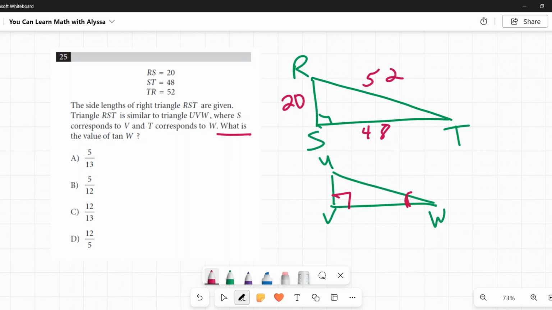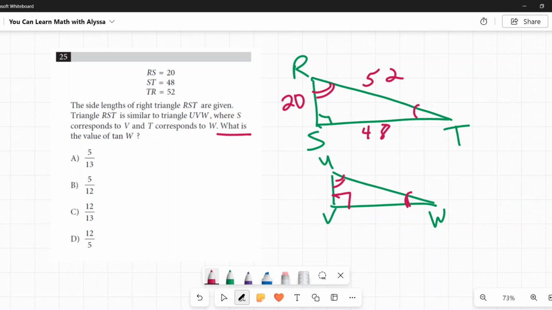Similar triangles all have the same angles. Their corresponding angles are the same. So whatever measure angle R is, it's going to be the same as U. Whatever T is, it's going to be the same as W. Now the tangent, or any of the trigonometric things, sine, cosine, or tangent, they're always the same for the same angles. So the tangent of 45 degrees is always the same no matter what triangle it's in.